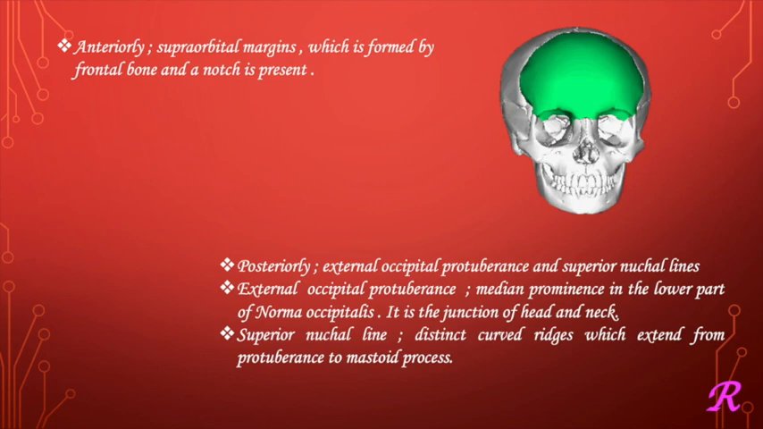Anteriorly, it is supraorbital margins. Supraorbital margins are curved and prominent margins beneath each superciliary arch. It is formed by the frontal bone and you can see a notch present here. This is the supraorbital notch. So the anterior border is supraorbital margin.